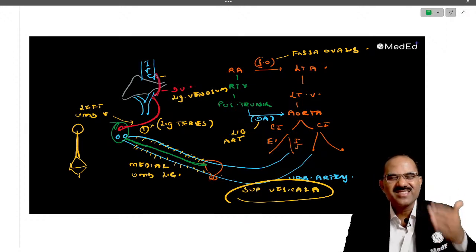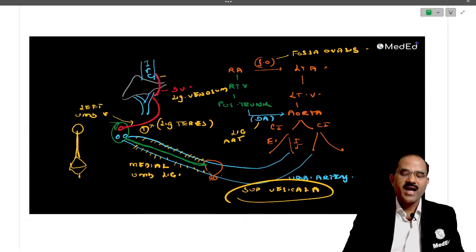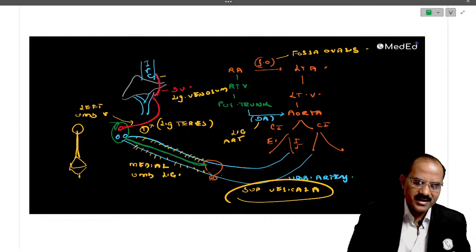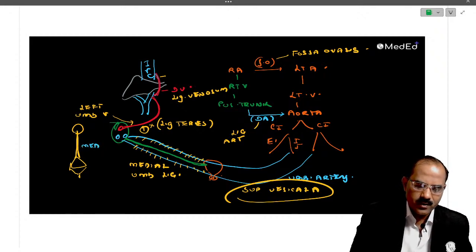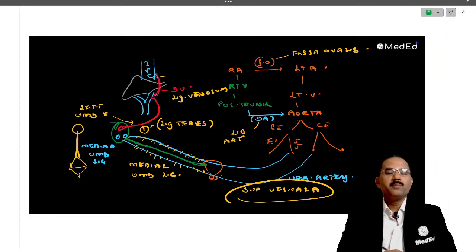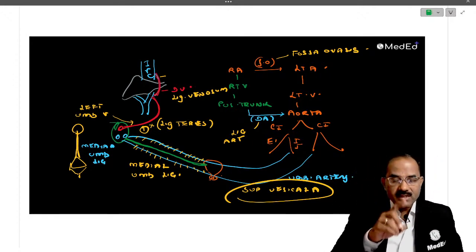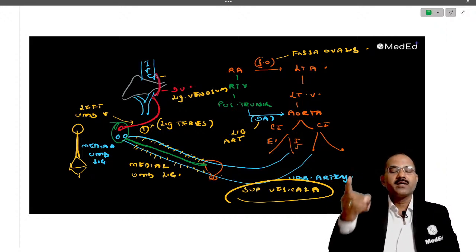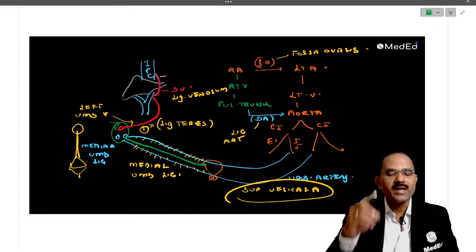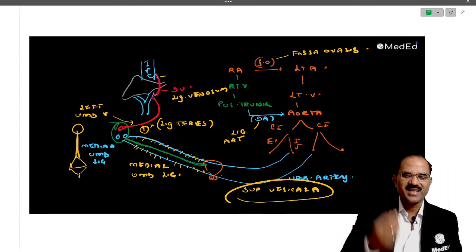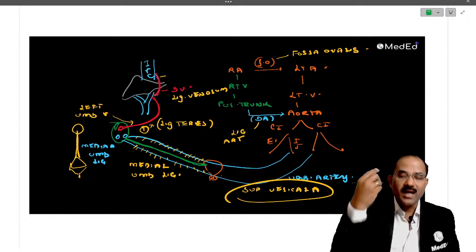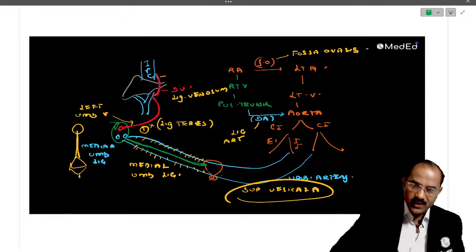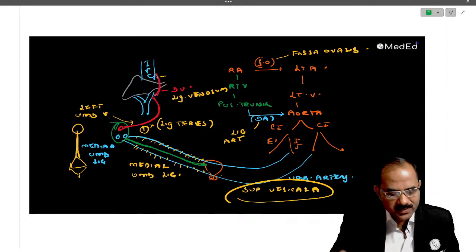After birth, this gets obliterated, and this is what we call, any guesses? This is what we call the median umbilical ligament. Be very clear. So what is the median umbilical ligament? It's the obliterated urachus or allantois. Excellent. And what is the medial umbilical ligament? It's the obliterated umbilical artery.